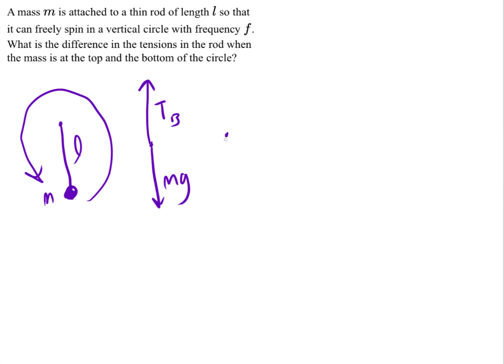And over here, when the mass is at the top, the force of gravity and the tension force both point down. This is because the ball needs some centripetal force to keep it from leaving this circle, just like to keep it from flinging the ball out. So this is the ball at the top, and this is the ball at the bottom, or the mass.